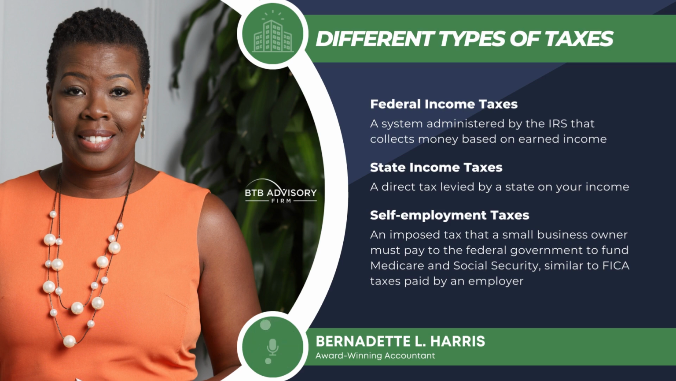When you become self-employed, guess what? You are both. You're the employer and the employee. So now you have to pay both halves. And those two halves combined is 15.3%. So you want to make sure that you set aside money to cover your 15.3% of your profits. This gets a lot of people tripped up.